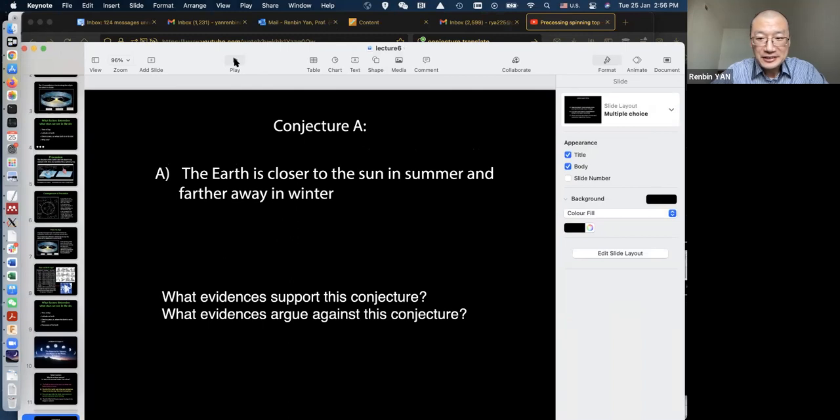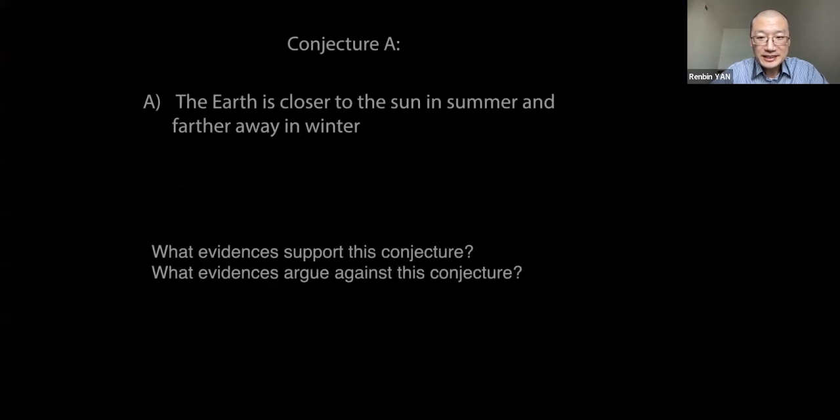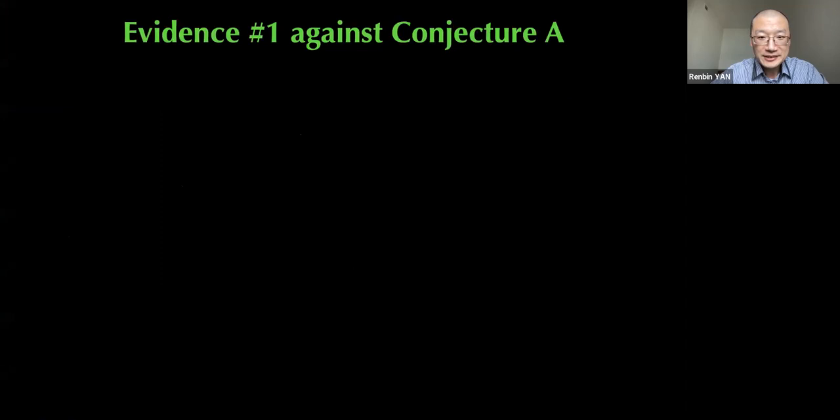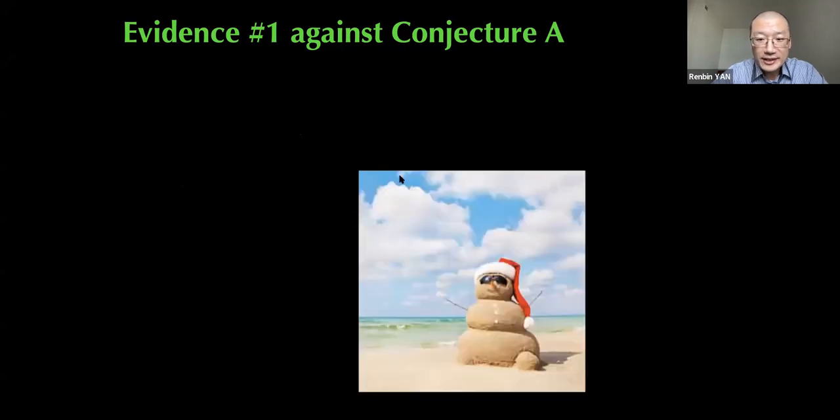Reactions. Is the Earth closer to the sun in summer and farther away in winter? There are some very simple evidences against this conjecture. You know that we live in the northern hemisphere, right? When it is summer in the northern hemisphere, it is winter in the southern hemisphere. Or when it is winter here, it's actually summer in the southern hemisphere, right?